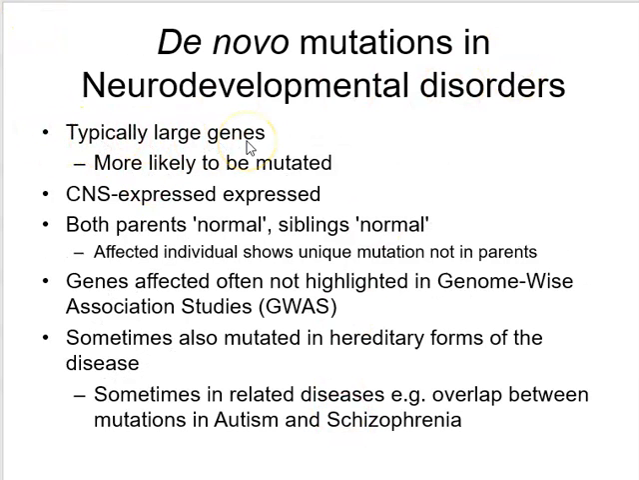We're looking at typically large genes. Large genes are more susceptible to de novo mutations than small genes, just by random chance. These likely disease-causing genes are CNS expressed.